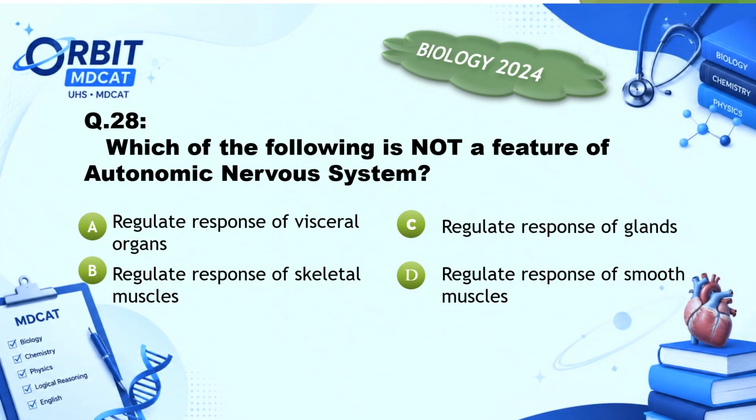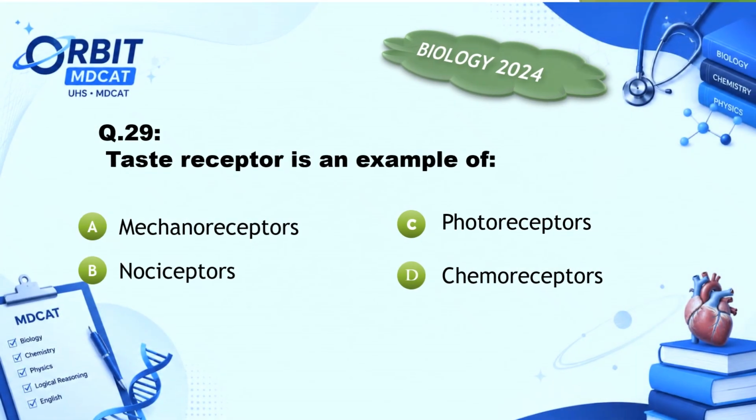Question number 28: which of the following is not a feature of autonomic nervous system? A. Regulate response of visceral organs, B. Regulate response of skeletal muscles, C. Regulate response of glands, D. Regulate response of smooth muscles. Question number 29: taste receptor is an example of A. Mechanoreceptors, B. Nociceptors, C. Photoreceptors, D. Chemoreceptors.